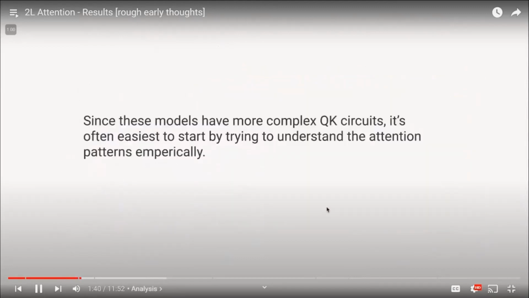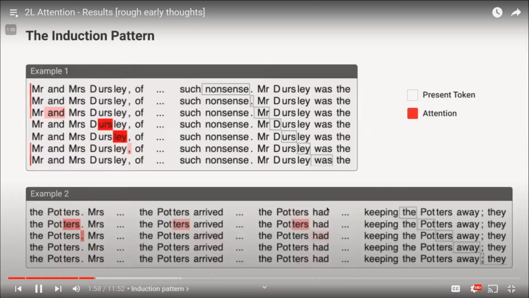We could try to study this by analyzing the QK circuits, but the math would get a little bit complicated. An alternative is to empirically understand the attention patterns, and then go from there, if we want, to understand more about the math of the QK circuits. Something we see a lot of is what we call the induction pattern.